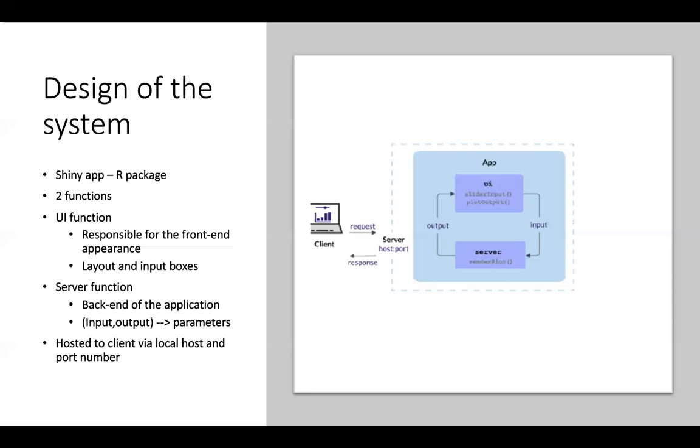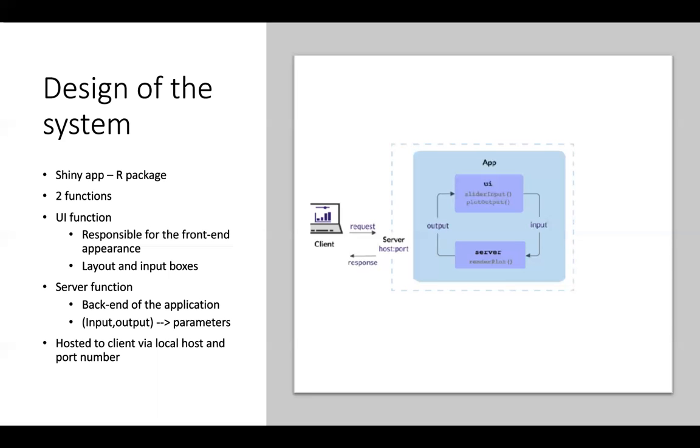In our case, the price predicted from our model will be kept in the output object and then provided back to the user in the UI. Once the UI and the server function have been successfully defined, the application will be ready to be served to the client via a local IP address and port number. The figure here in the slide sums up the design of the system in a very illustrative manner.